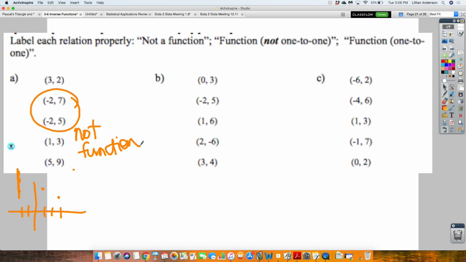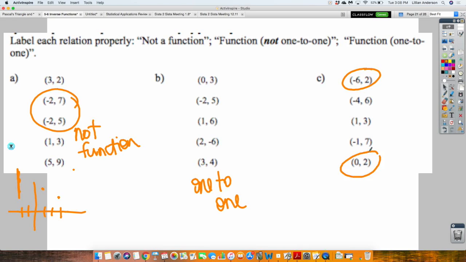Let's look at the next one. Let's look at our x's. Do any of our x's repeat? No. So then we know it is a function. Do any of our y's repeat? No. So because none of our x's repeat, none of our y's repeat, that means it's a function and it's one-to-one.